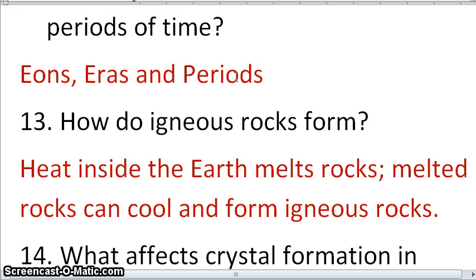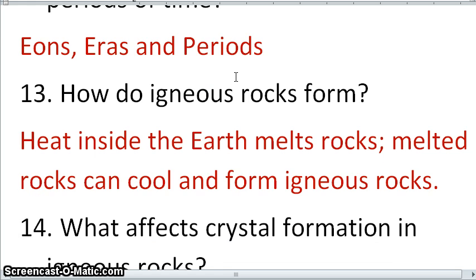Question 13. How do igneous rocks form? Igneous rocks are going to form from heat inside the Earth, melting down the rocks in the mantle into magma. And the rocks are going to come up usually through volcanic activity back near the surface, and that magma and lava, when it gets to the surface, will cool and form igneous rocks.